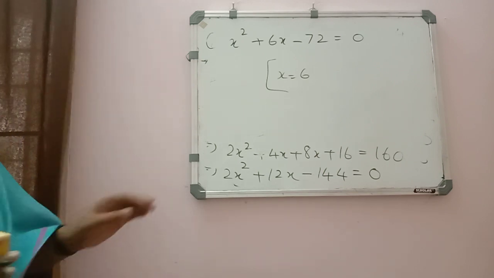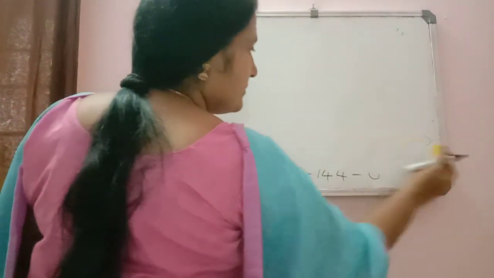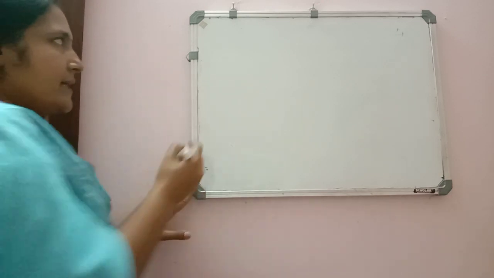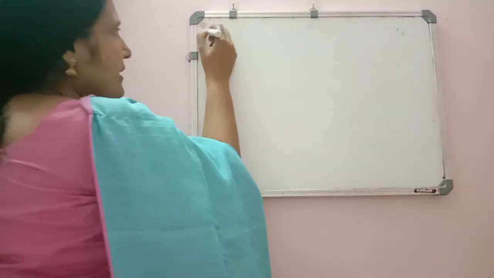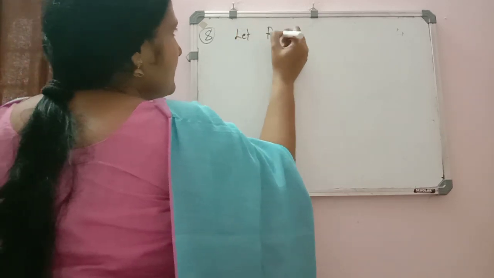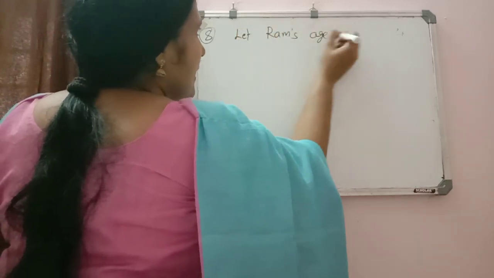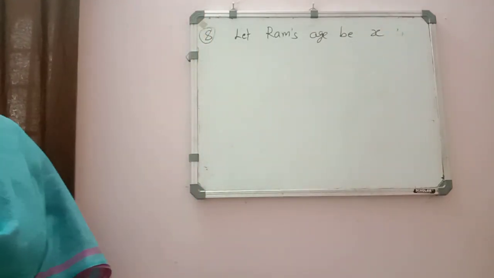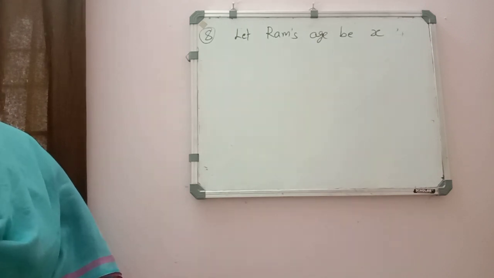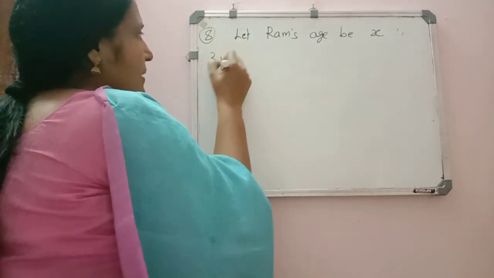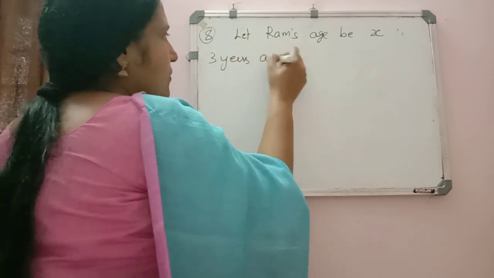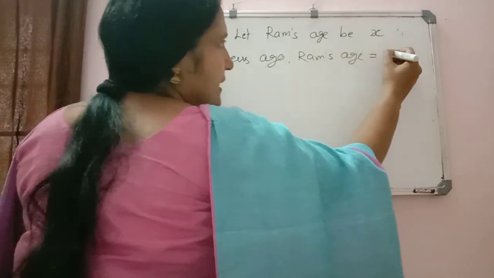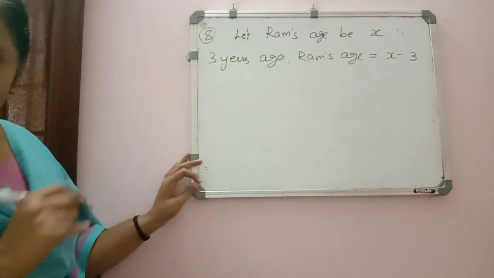Now, next question. The sum of the reciprocals of Ram's age. Only one person is there, that is Ram. So we will take, let Ram's age be x. So that is question number 8. We will write, let Ram's age be x. Now next information, the sum of the reciprocal of Ram's age 3 years ago. So we will write, what will be Ram's age 3 years ago. Present age is x. So 3 years ago it will be x minus 3.